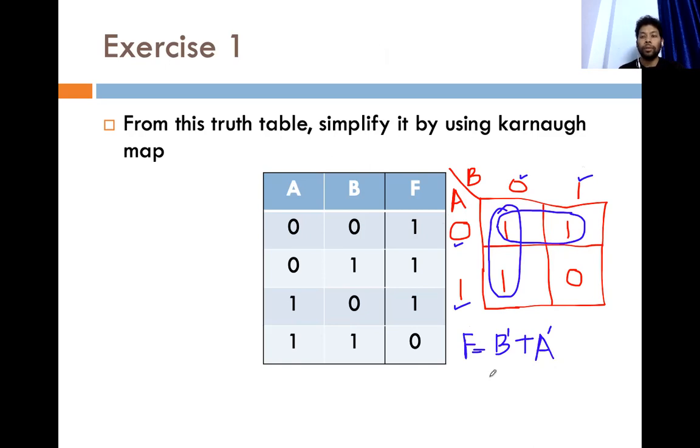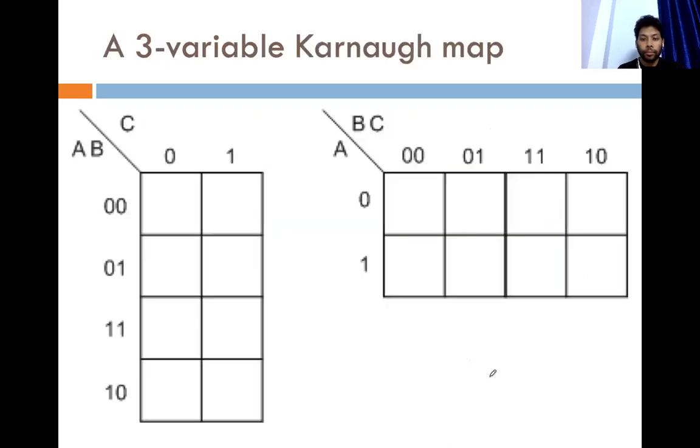Are we clear with this? Hope you've understood. Okay, so that was using 2 variables. We can also have a 3 variable map. Now, this is how we draw a 3 variable map. I will choose this particular map. I'm not saying the other is wrong, it is also right, but you'll see later on that this is a much better way of representing.